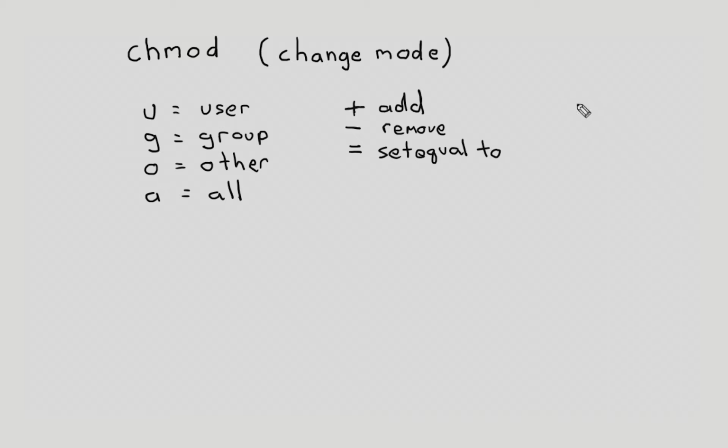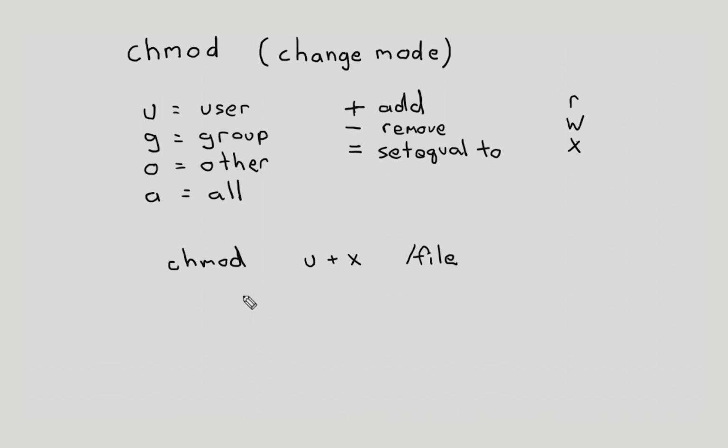And then we put the permission of either read, write, or execute. To show you an example here, we could say chmod, let's say user plus execute, /file. And what that would do is add the execute permission just for the user to /file.